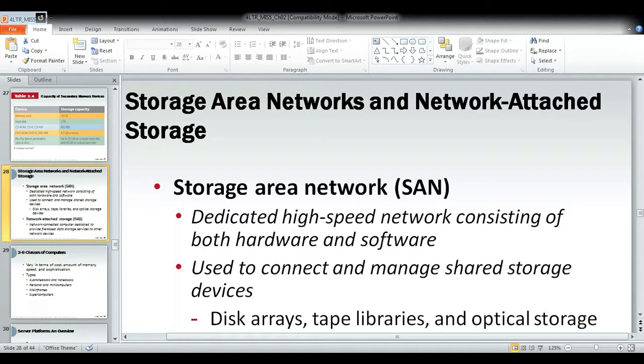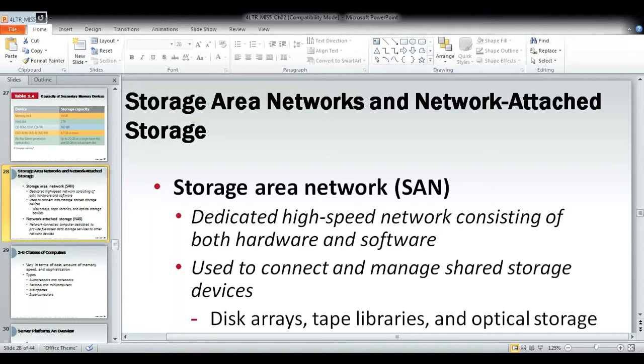We also have another type of storage, which is called NAS. NAS, on the other hand, is essentially a network-connected computer dedicated to providing file-based data storage services to other network devices. NAS can handle file access and file storage management.